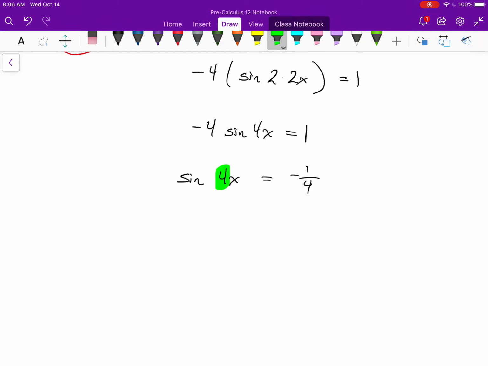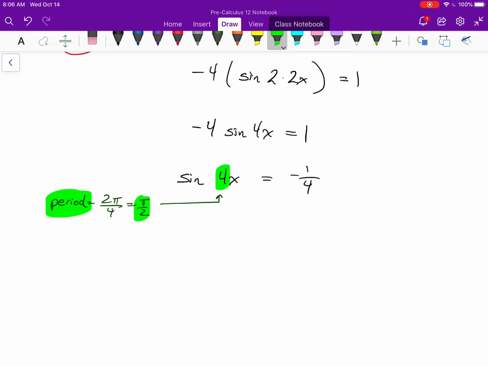Now, what does that 4 tell me? If that 4 wasn't there, this question's still challenging, but not as challenging. And so let's make a little note. That 4 affects the period of this function. The period of the sine 4x is going to be 2 pi divided by 4, or just pi over 2. That's going to come into play in a bit, especially since I want the general solution.